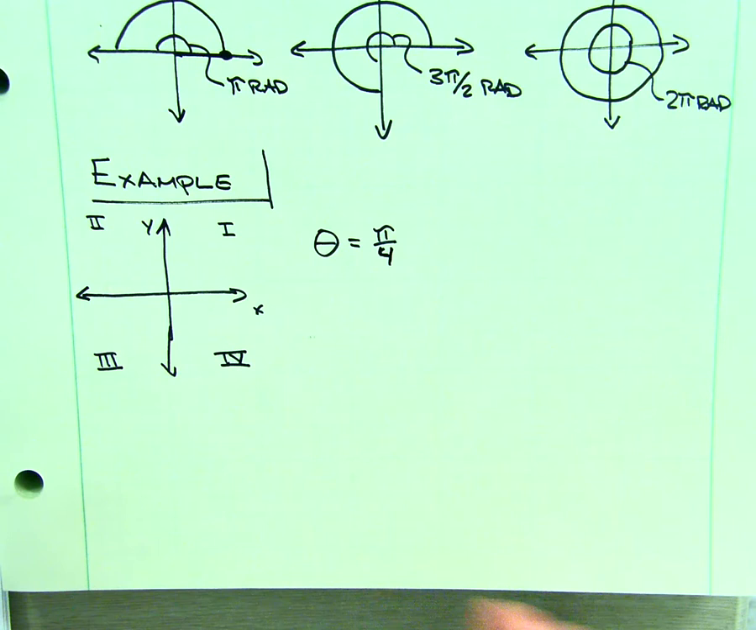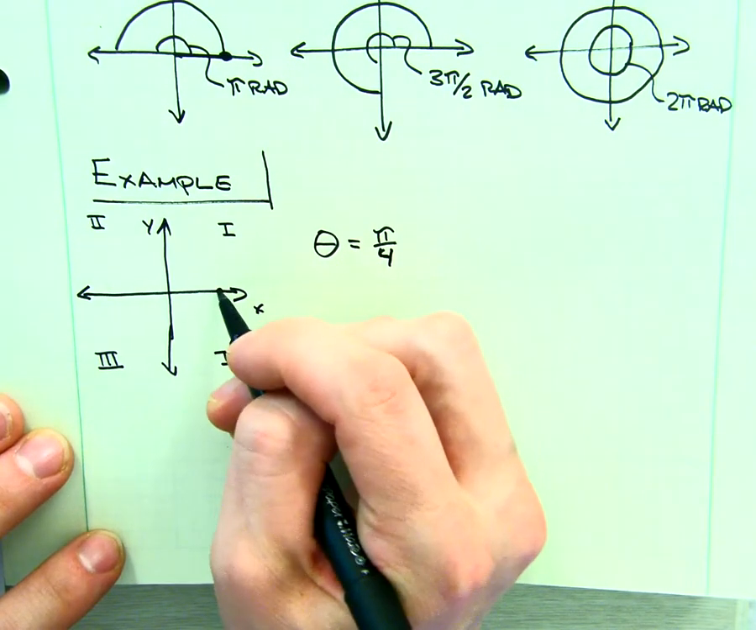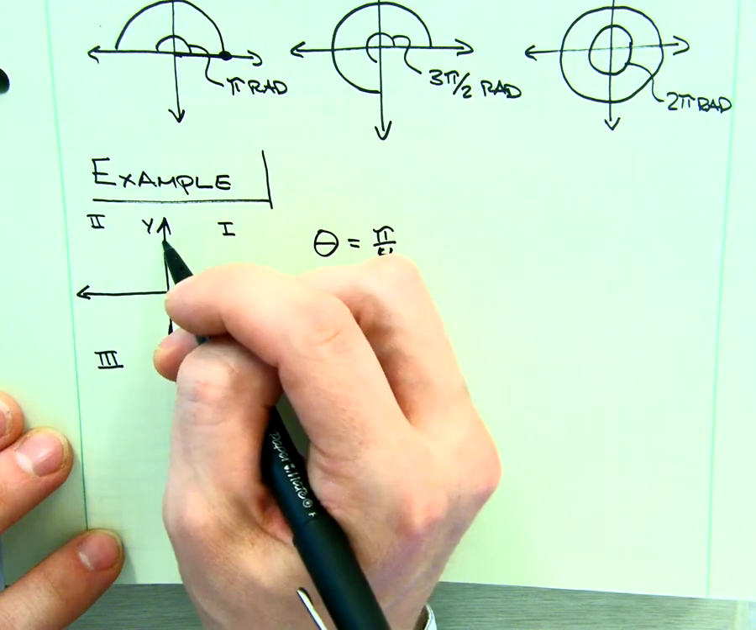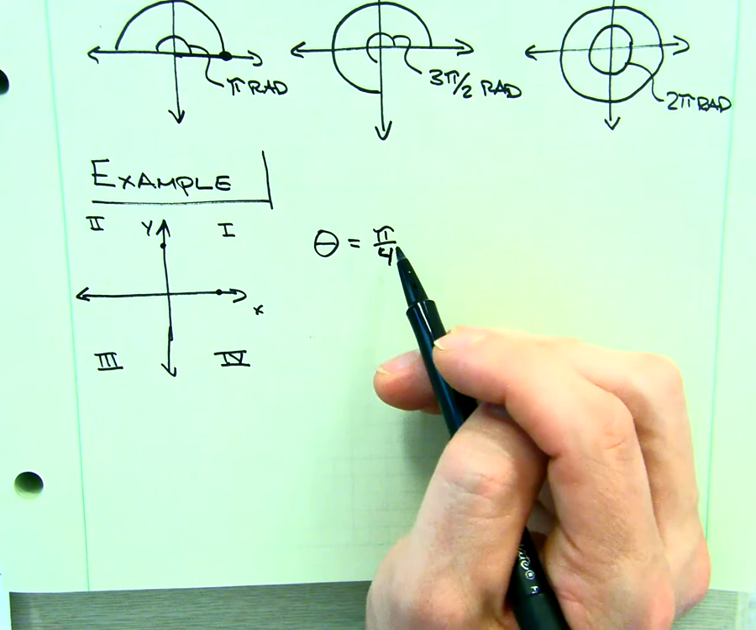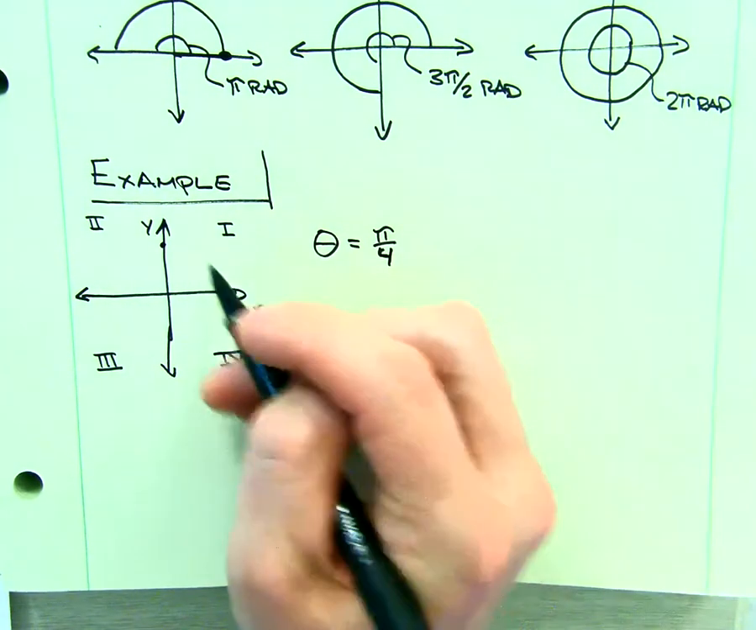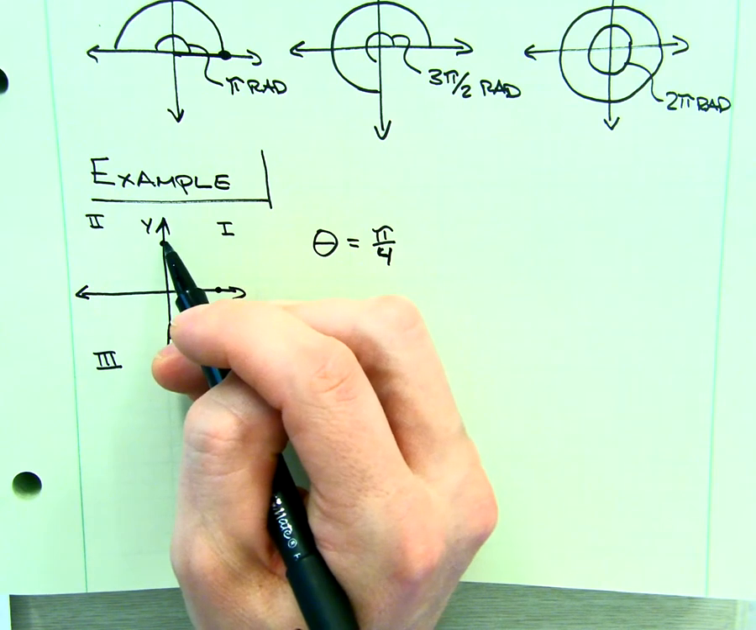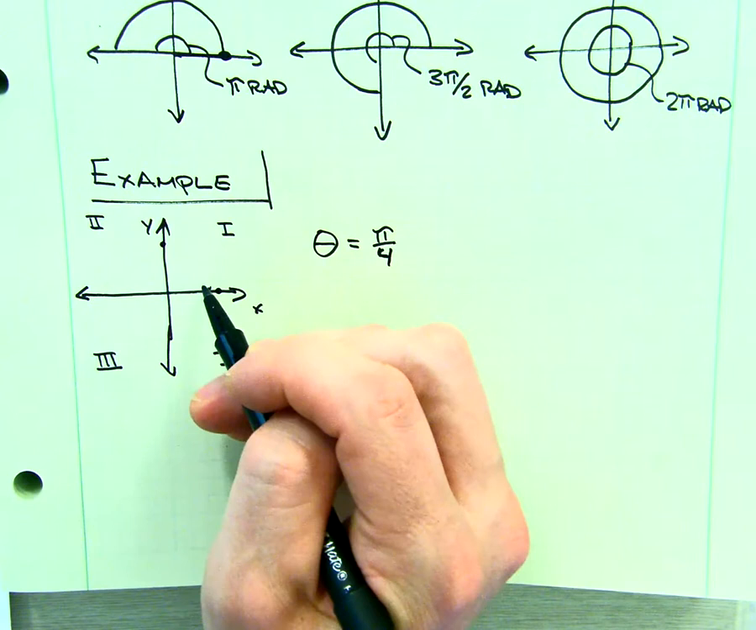Now, if I think about the ones that I've got memorized up here, I know that this is 0 degrees right here, or 0 radians right here. I know that this is pi over 2 radians right here. Well, pi over 4 is smaller than pi over 2, right? So if I go half a pi, that's going to be bigger than if I have a quarter of a pi, right? So I'm not going to end up in quadrant 2, I'm going to end up in quadrant 1 somewhere.